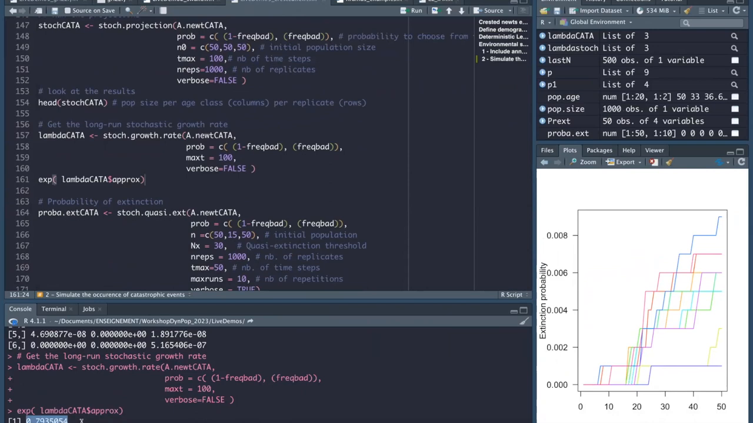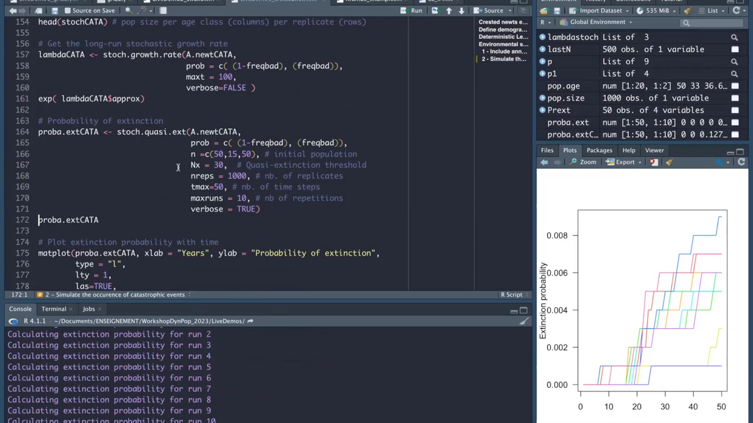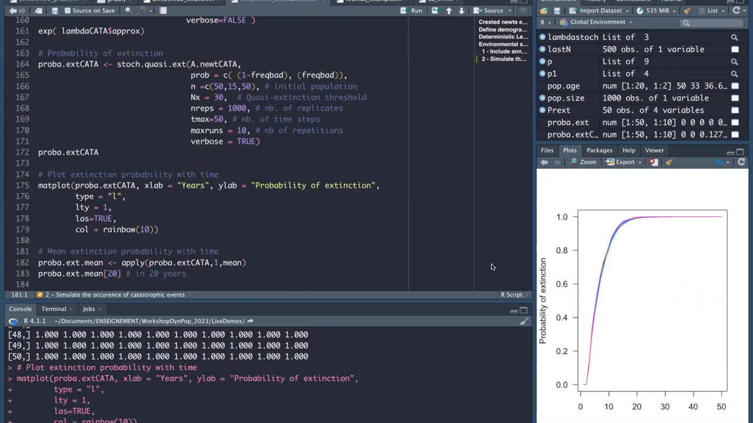So the population on average is strongly declining here. So probably the probability of extinction is going to be very high. Here we set 30 as a quasi-extinction threshold. You could change that. Oh, the probability of extinction is one in many cases. So let's plot it, but it's probably really high.